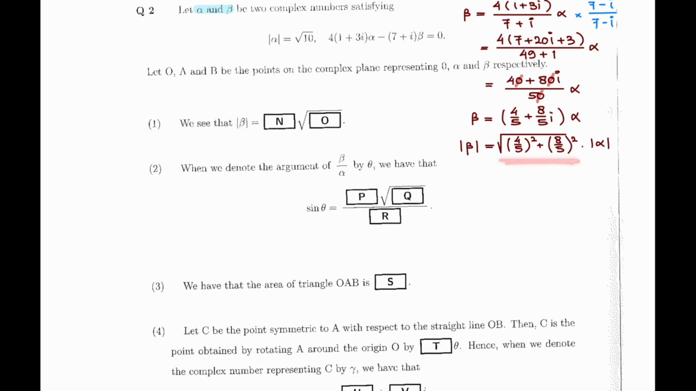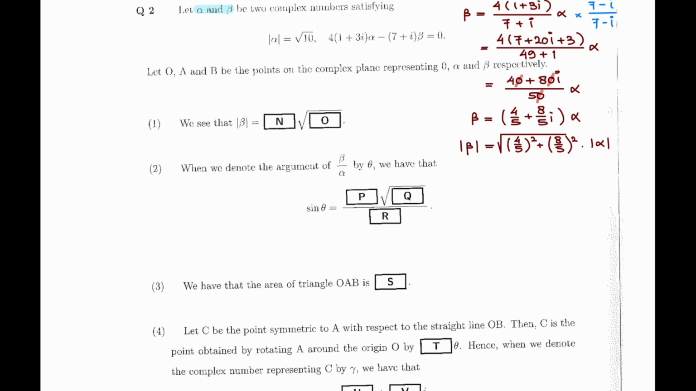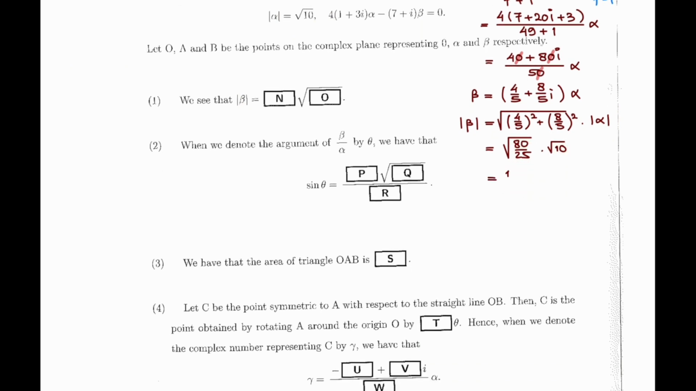If you see this, I have 16 plus 64 over 25. I have 80 over 25. Don't forget to put the square root sign. So I have square root of 80 over 25, times the modulus of alpha, which is square root of 10. So I will obtain square root of 80 over 25 times square root of 10. You can simplify this expression. Square root of 25 is 5. Square root of 10 times 10 is 10. So I got 10 over 5 square root of 8.